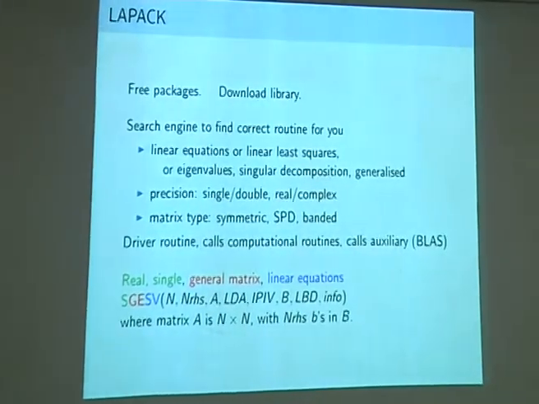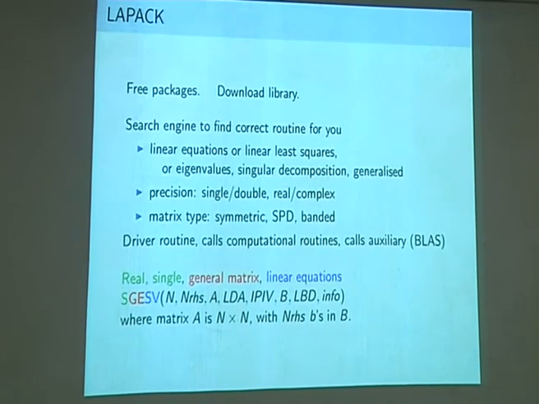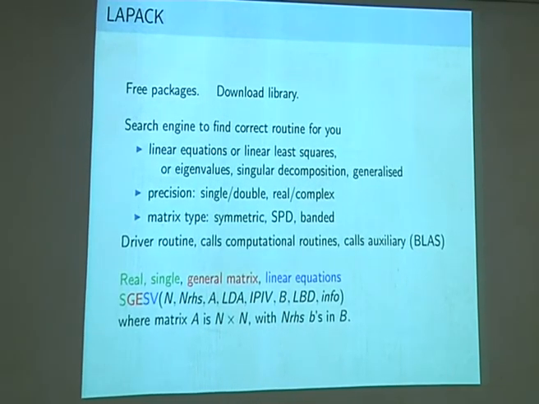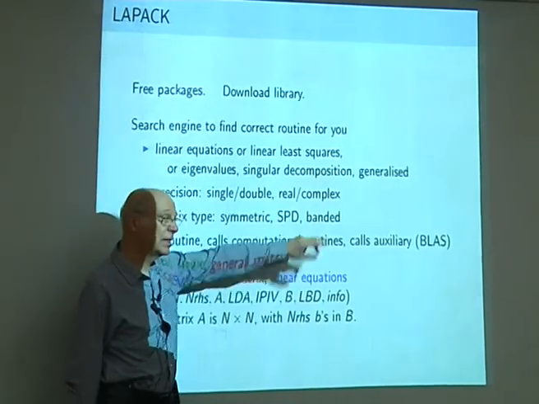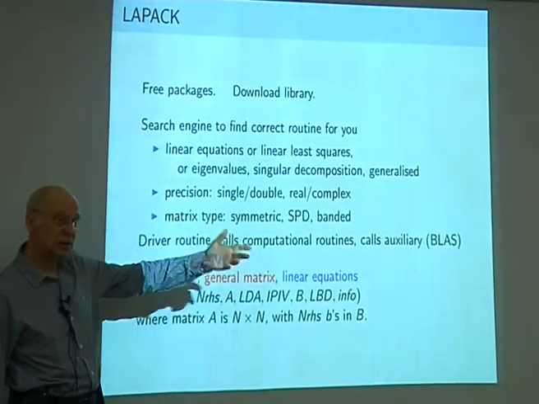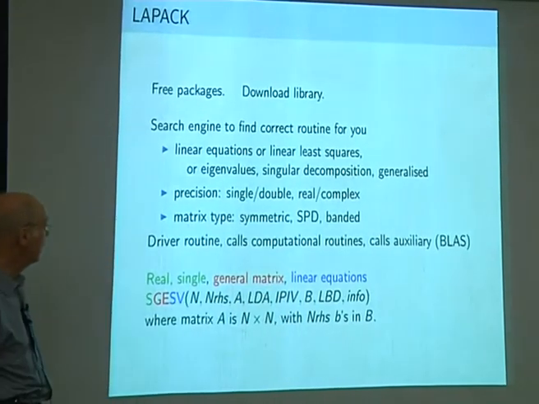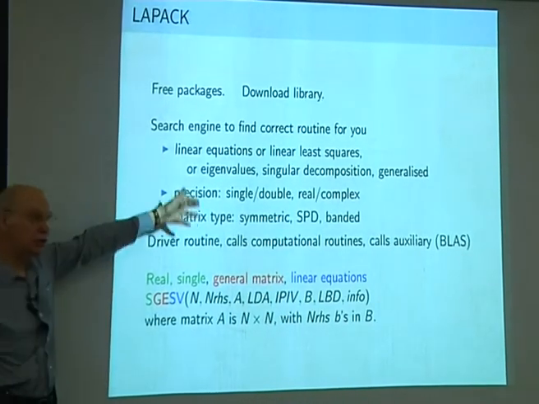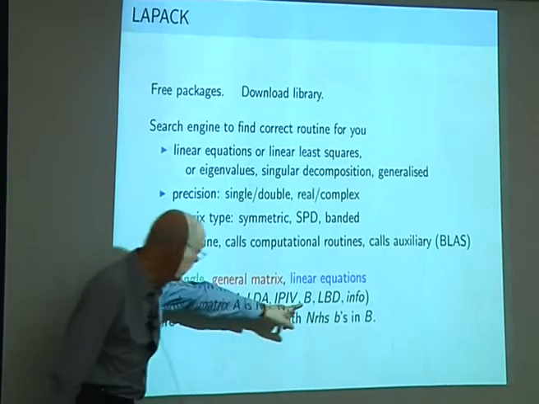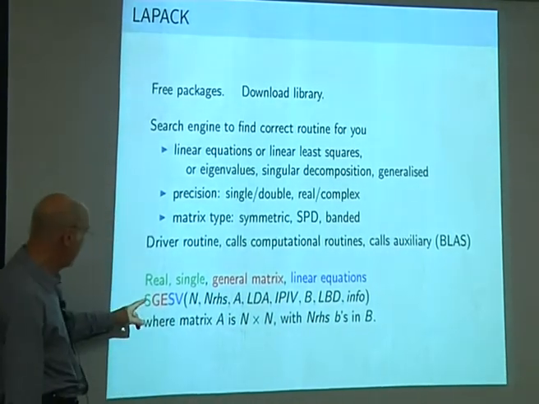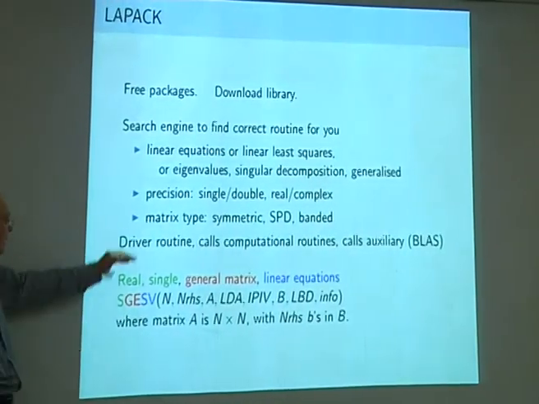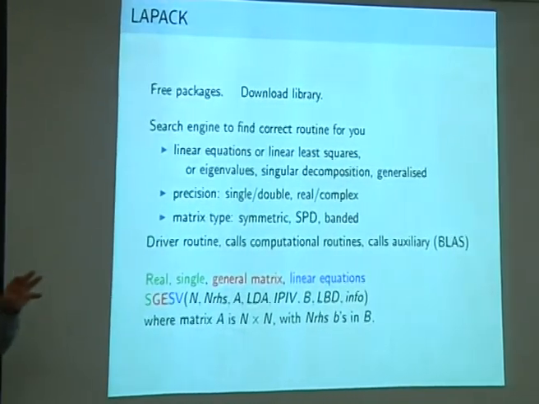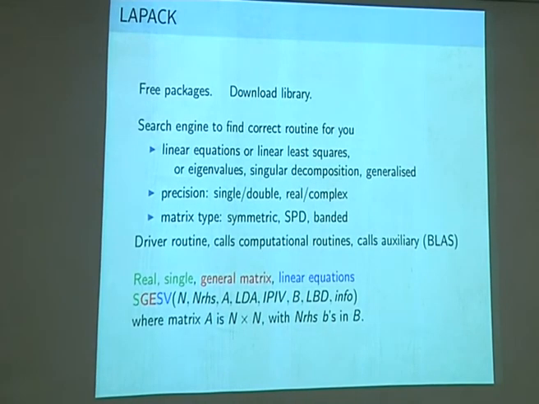Is it single precision or double precision or more? Is it real or complex variables? The matrix, is it symmetric? Is it symmetric positive definite? Is it banded? Or is it sparse? And what is the packing system? And the search engine will tell you which routine, like this one here, SGESV, which I'll explain in a minute. And this routine calls the numerical routines, which call the little things that do the arithmetic routines.